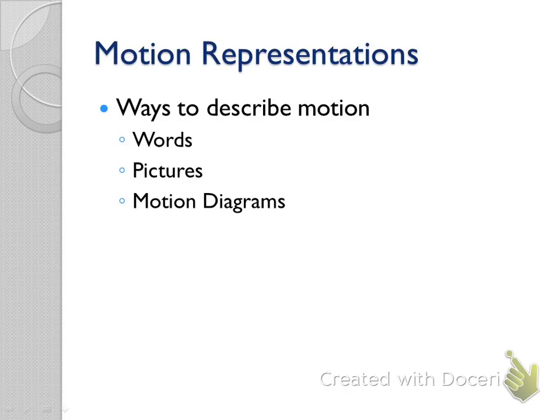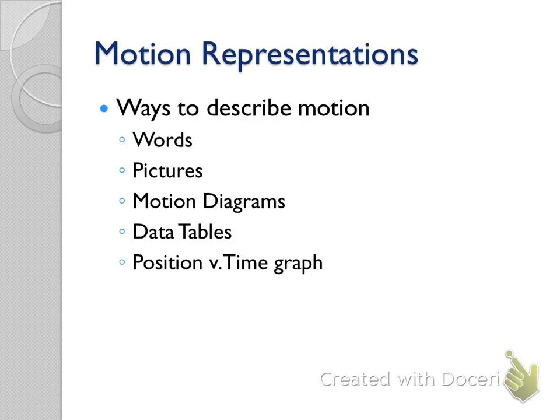We saw some pictures. We saw specific motion diagrams last time. You can depict motion via a data table, right? If you can see patterns within that table, you can interpret whether things are speeding up, slowing down, all those types of things, looking at position versus time, all that kind of stuff. And then lastly, we're going to look at what's called a position versus time graph today.